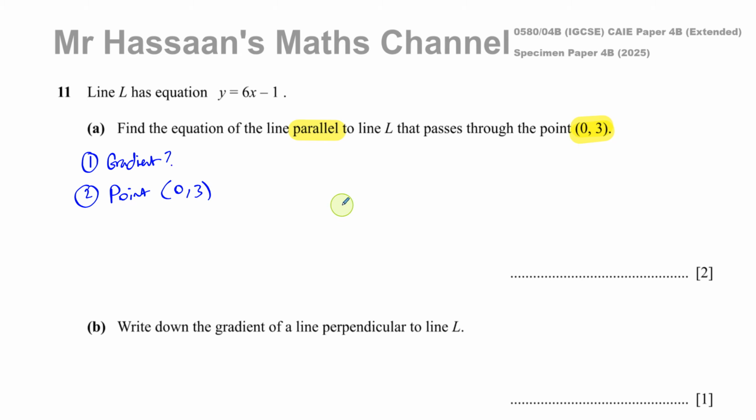How do we find the gradient? Well, the key word here, it's parallel to this line here. Okay, when two lines are parallel, they have the same gradient. Okay, so what is the gradient of the line y equals 6x minus 1?